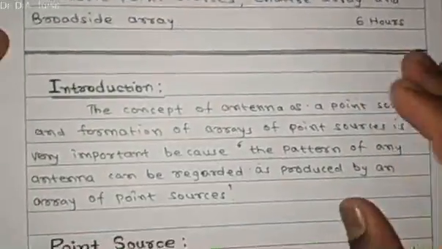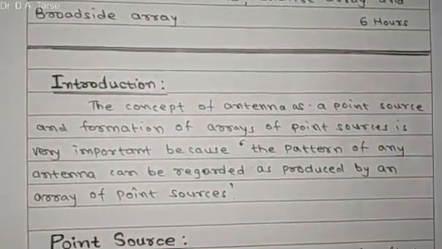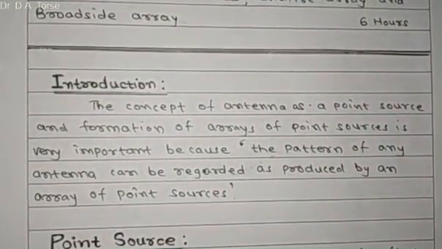In the next lecture, we will discuss an array of two such point sources which are isotropic, and what kind of radiation pattern they produce when the field radiated by them is identical, and in the second case when it is different. Thank you.